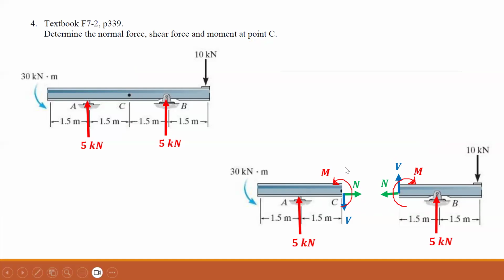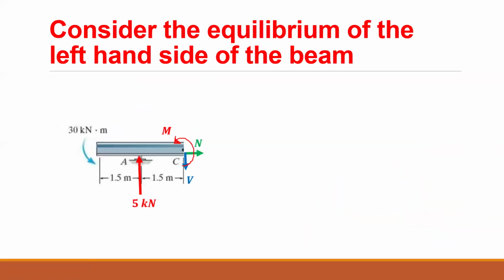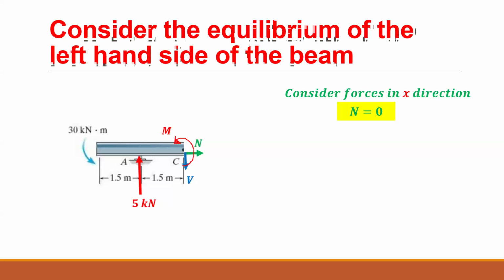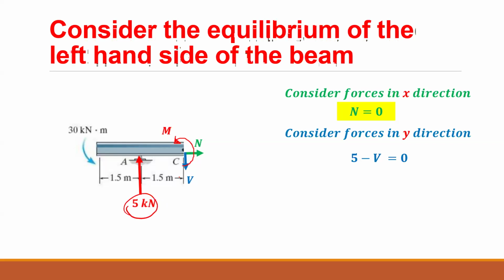So we consider the left-hand side of the beam. I told you it is okay to consider either right hand or the left hand, but as a practice, let's always consider the left-hand side. And we apply the equilibrium conditions to this left-hand side, and we consider all the forces in the x direction. So there is only one force N, and it is equal to 0. When you consider all the forces in the y direction, we can say 5 minus V. So 5 is upward, V is downward, so it is equal to 0. So V is equal to 5 kilonewtons.